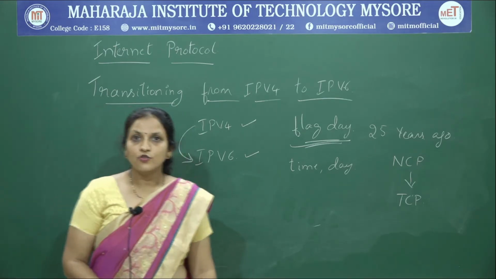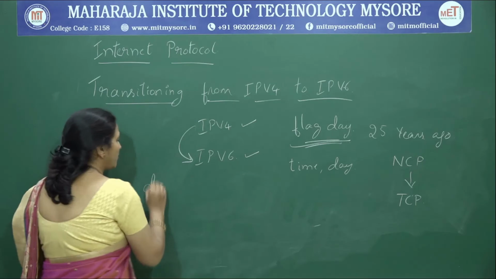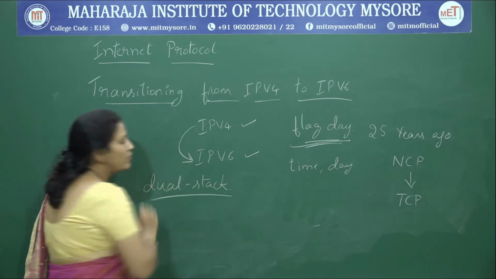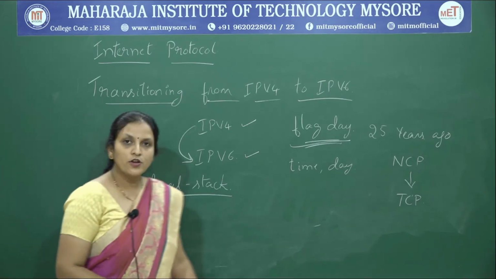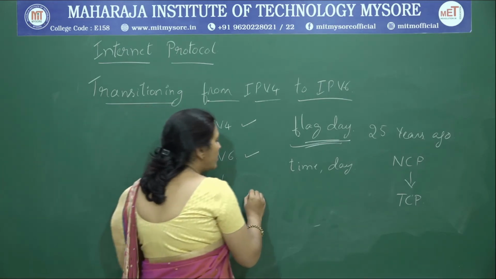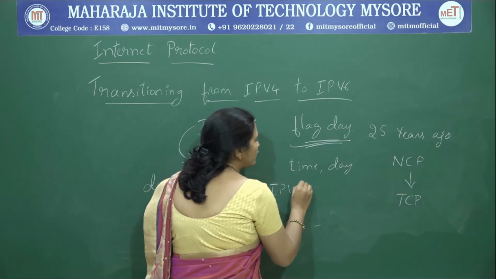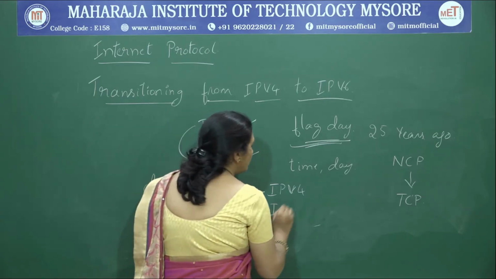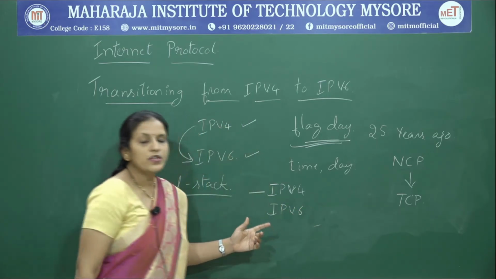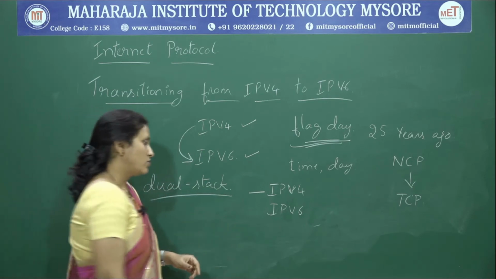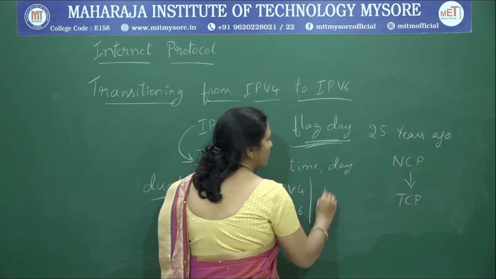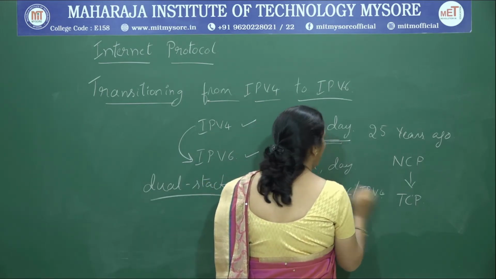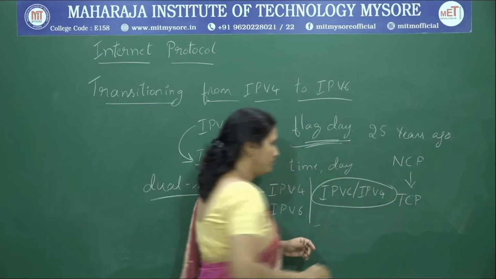So the next option would be dual stack. Okay, dual stacking. What do we mean by dual stack? Here we are going to develop a protocol header in such a way that it will talk in the language of IPv4 with IPv4 compatible systems, and it talks in the language of IPv6 with IPv6 compatible systems. So we can represent it as IPv6/IPv4.